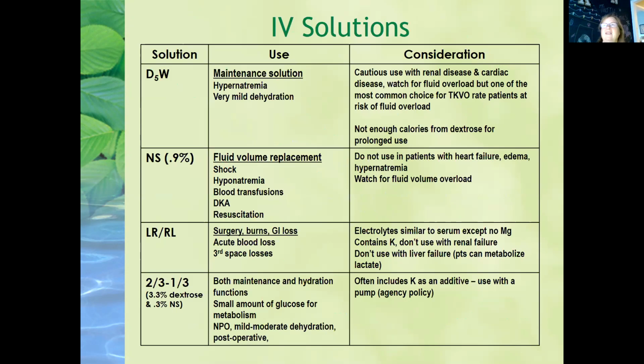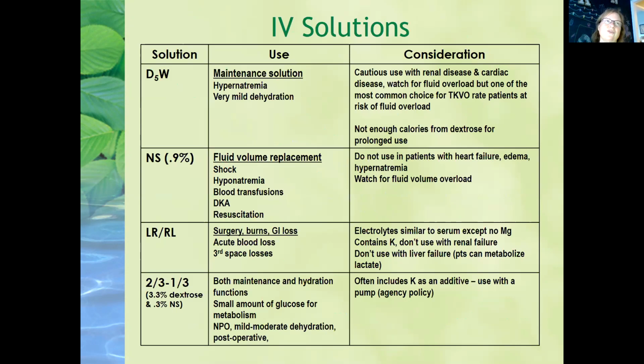If somebody's in shock and they need IVs running wide open and a fluid resuscitation, we're going to use one of the hydrating solutions. Those are the two above, normal saline and Ringer's lactate. 2/3 and a third is a mix of hydrating, a little bit of hydrating, and a little bit of maintenance. And you remember the maintenance solution was the top one, the D5, right? And often with 2/3 and a third, we use potassium as an additive. And remember, if you've got potassium as an additive, you immediately want to put that on a pump.